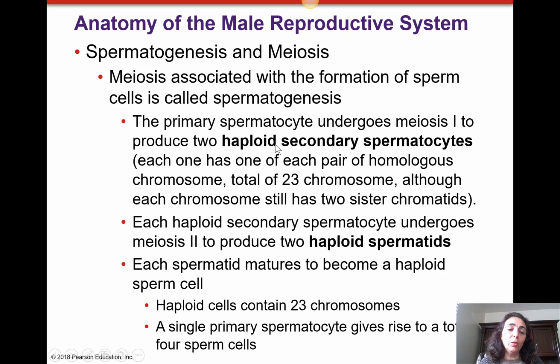So secondary spermatocyte is always haploid, right? We can switch it. The first one is double, the second one is half, right? Like that. So each one has one of each pair of the homologous chromosomes. That's a total of 23 chromosomes, although each chromosome still has two sister chromatids.